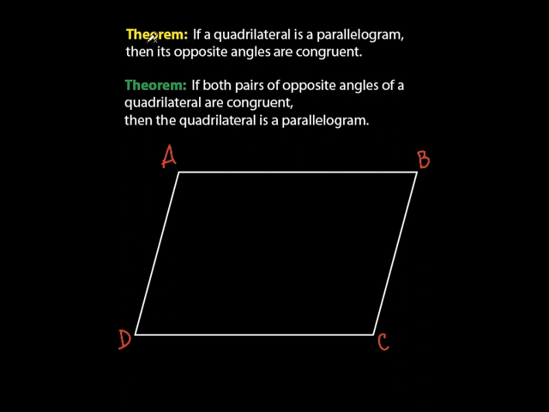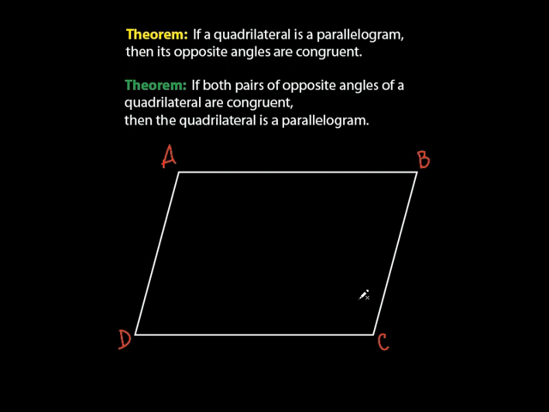Look what the old theorem said from 6.2. The old theorem said if the quadrilateral is a parallelogram, so now I am saying that this is a parallelogram, what else must be true about it? Then its opposite angles are congruent. So if I know this is a parallelogram to begin with, then I could say that D and B are equal and angles A and C are equal.